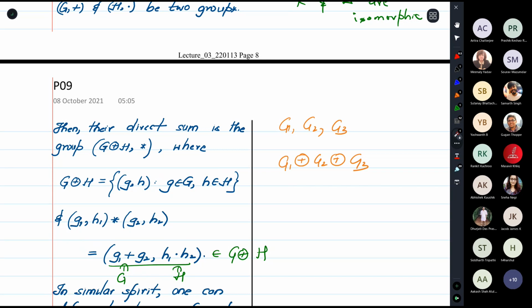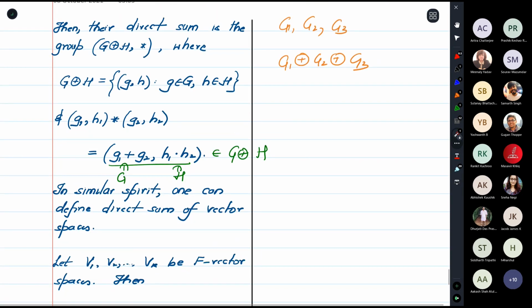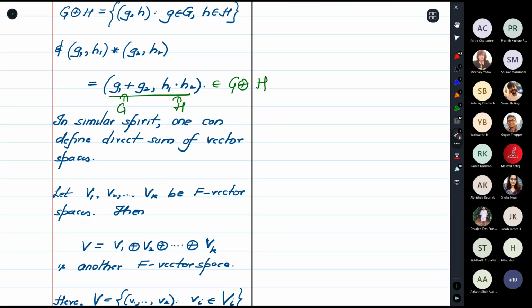Similarly, you can take G1, G2, G3, G4 and construct their direct sum. And in this sense, I hope you are now familiar and capable of constructing direct sums of as many groups as given. Right, and in similar spirit, one can also talk about direct sum of vector spaces. The idea is the same.